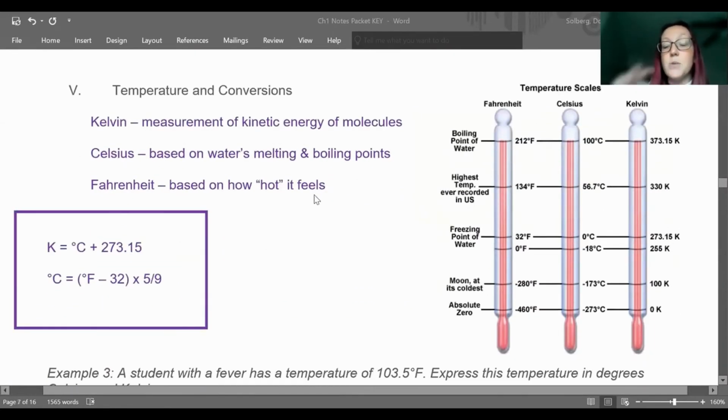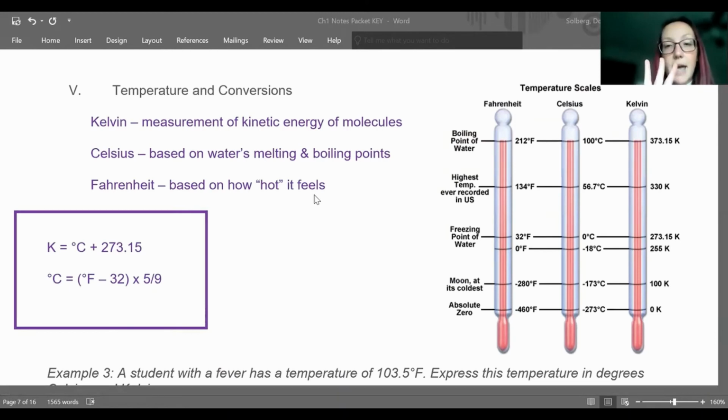Temperature conversion. So we're going to measure masses. You definitely are going to have to measure temperatures in the lab. So there are 3 different temperature scales. They're based on different things: Kelvin, Celsius, and Fahrenheit. You do need to be able to convert between all 3 of these. So I have not necessarily the definition, but what they are based on.